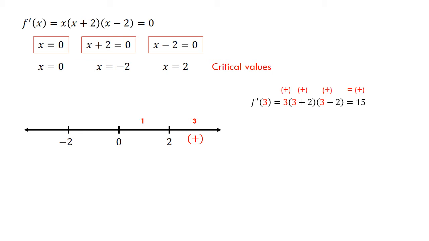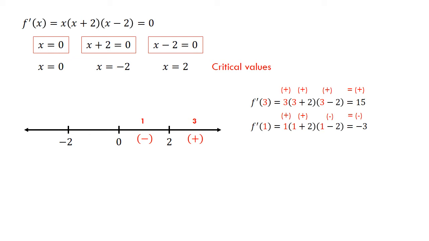And plug into f prime of x, and we have here, equals negative 3, it is negative. It looks like 1 is positive, 1 plus 2 is positive, and 1 minus 2 is negative, then positive times negative is negative, so the slope on this interval is negative.